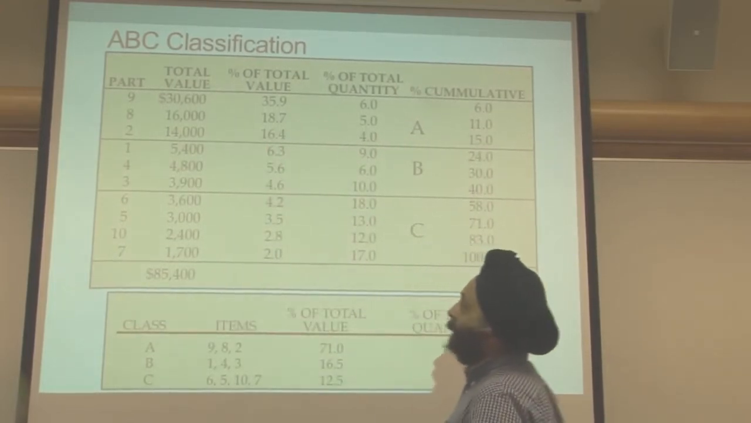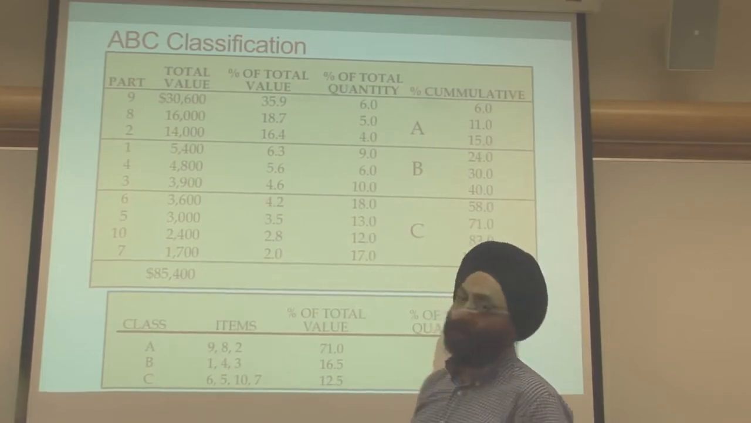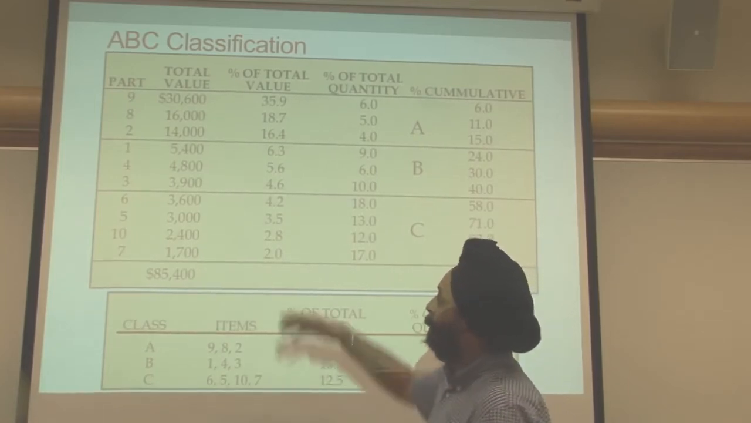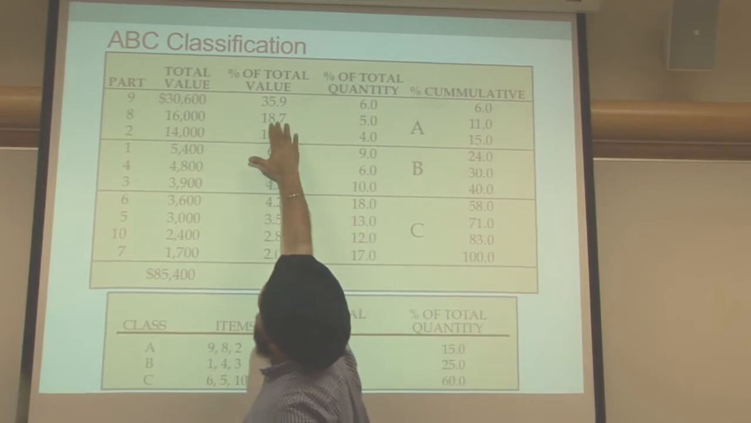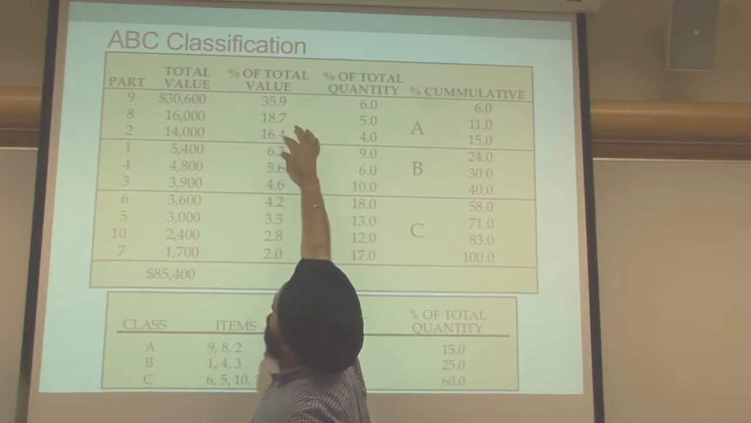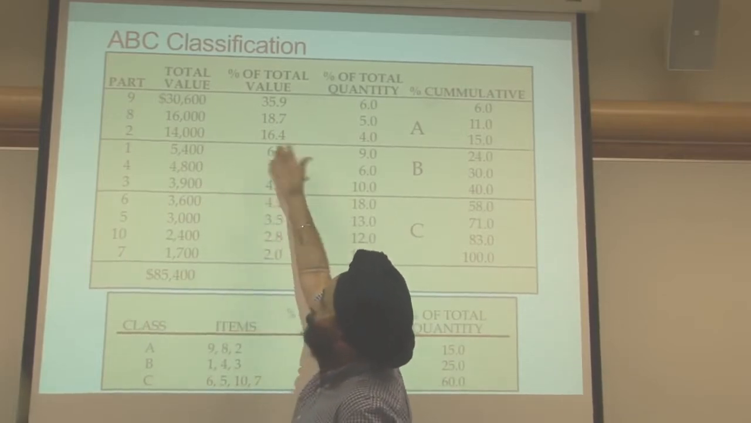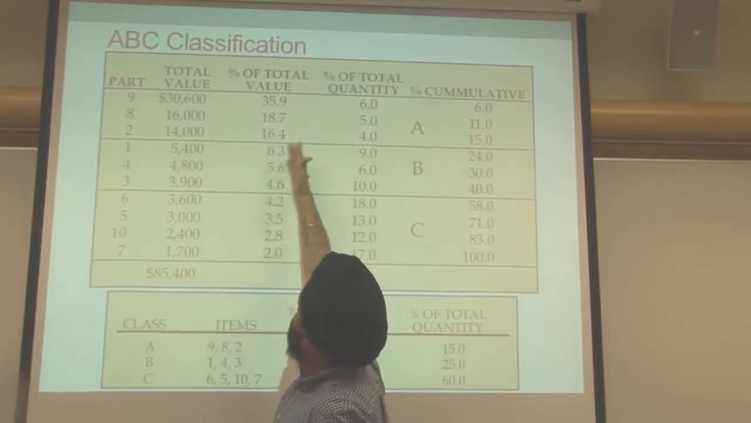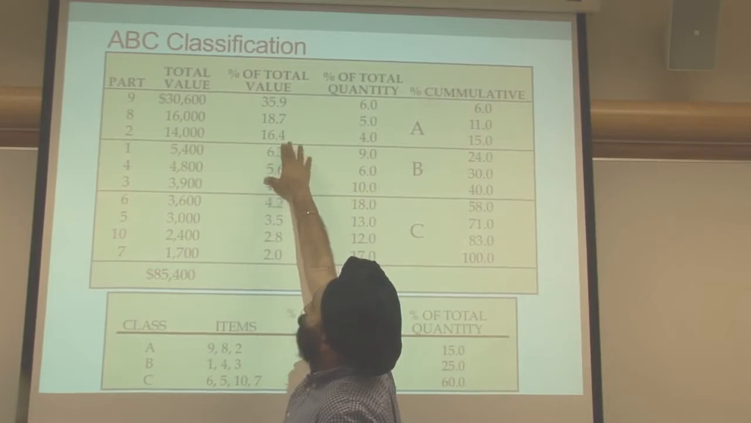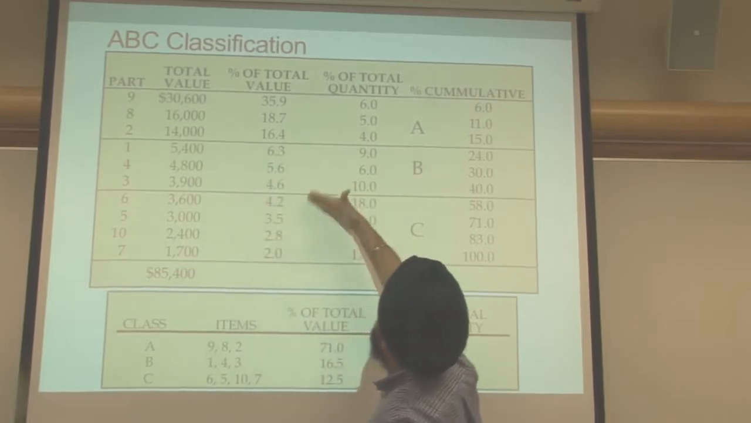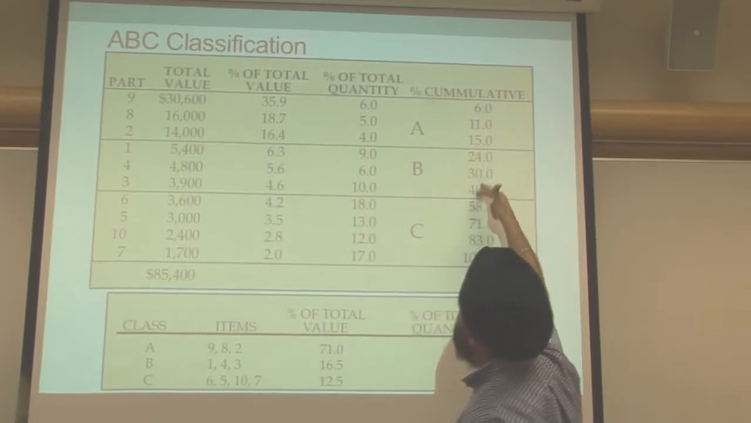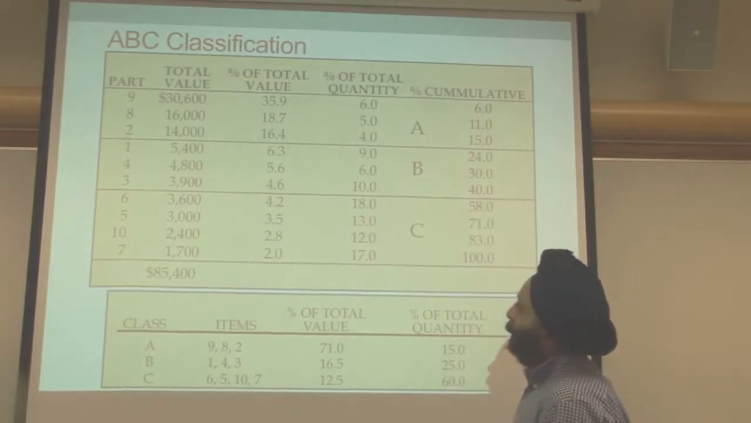It's more of an art than a science. There is no correct way. But one can easily look and see there is a huge difference between 16 and 6%. So that could be one logical explanation for separating A and B over here. And then B and C over here is being done based on the 40% versus over here.